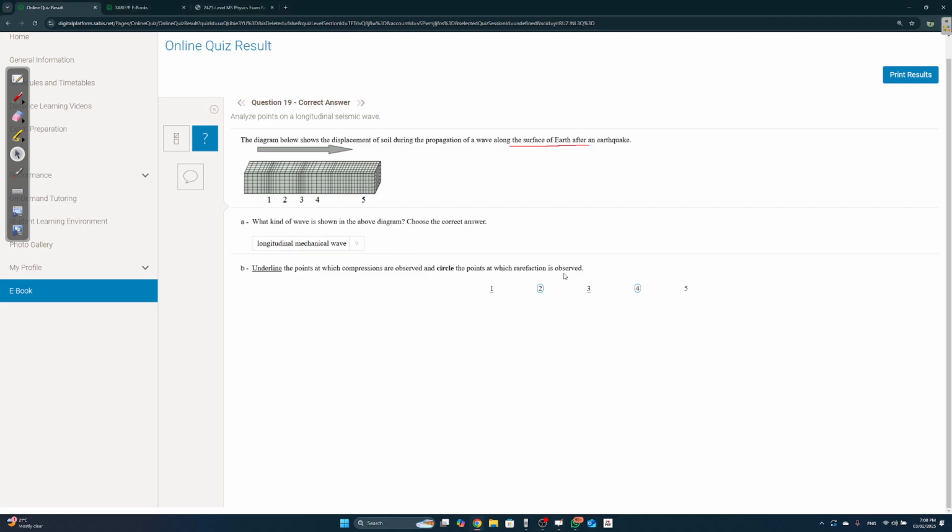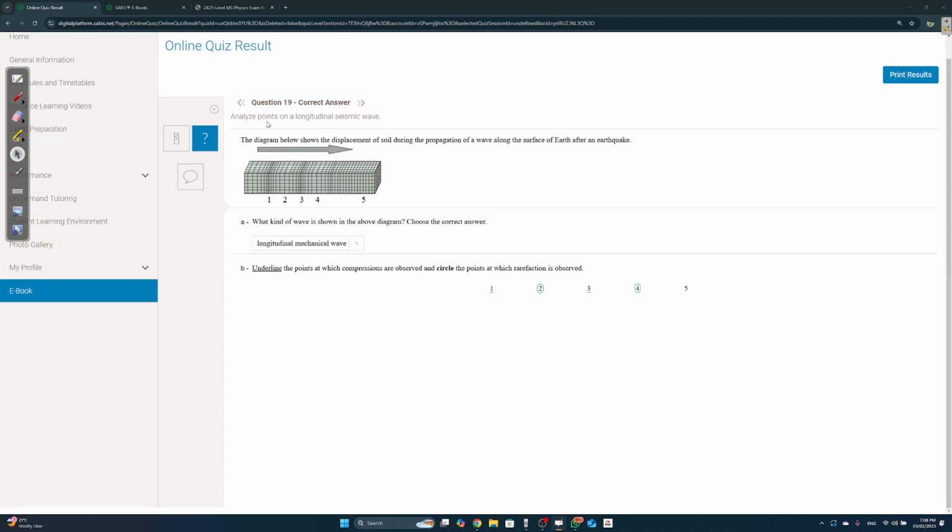Underline the point at which compression is observed and circle rarefaction. Obviously, compression is observed over here at point 1 and point 3, and rarefaction is observed over here at point 2 and point 4. Why not point 5? Because point 5, you can see it's kind of in the middle. It's in between small and big. So that's just a normal wave.